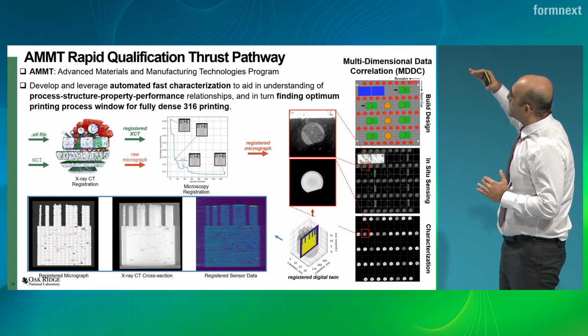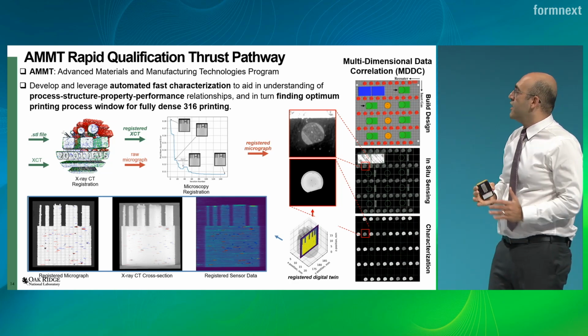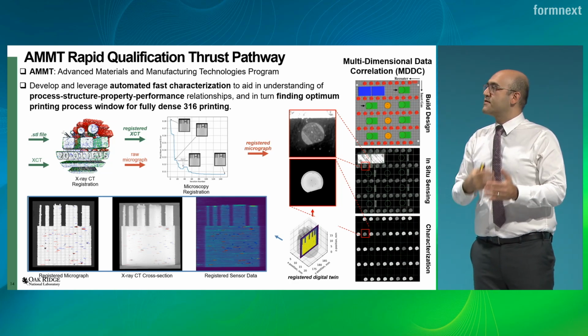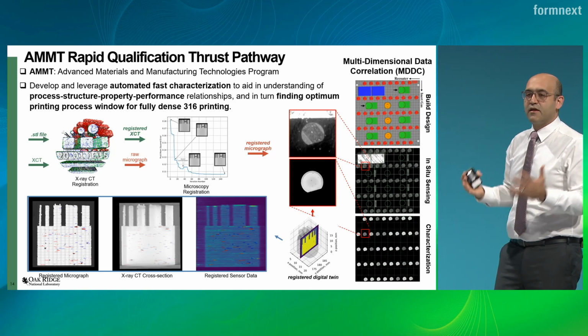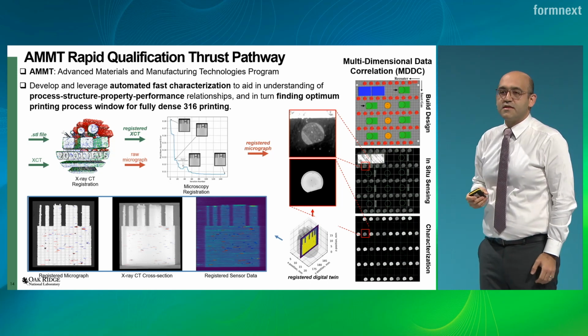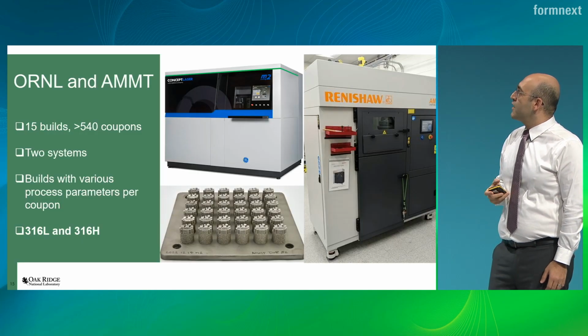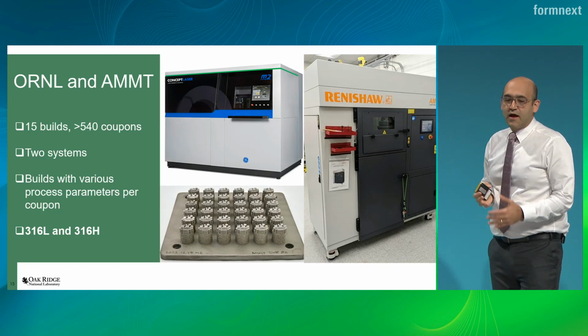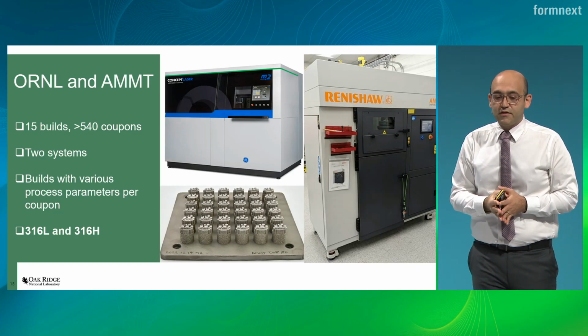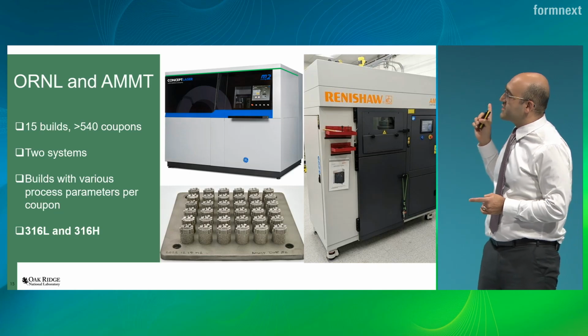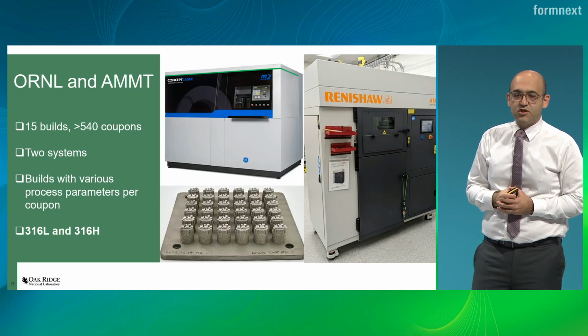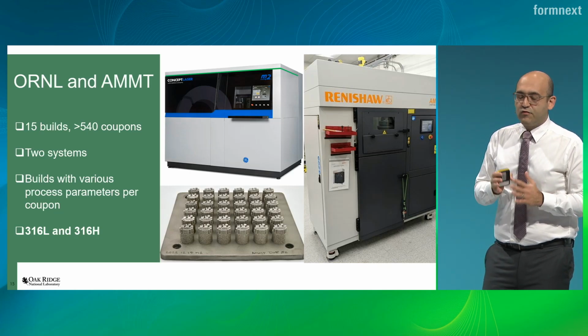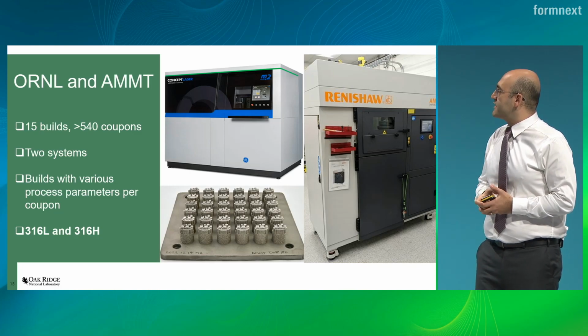So you have all the data in the same coordinate. Then you will have the other modalities, mechanical testing, and all of that work together to allow us to understand this process parameter. In fact, under this program, we have analyzed more than 540 coupons printed on 2 different systems, M2 Concept Laser and Renishaw. And we have looked at 2 materials, 316 and 316H.